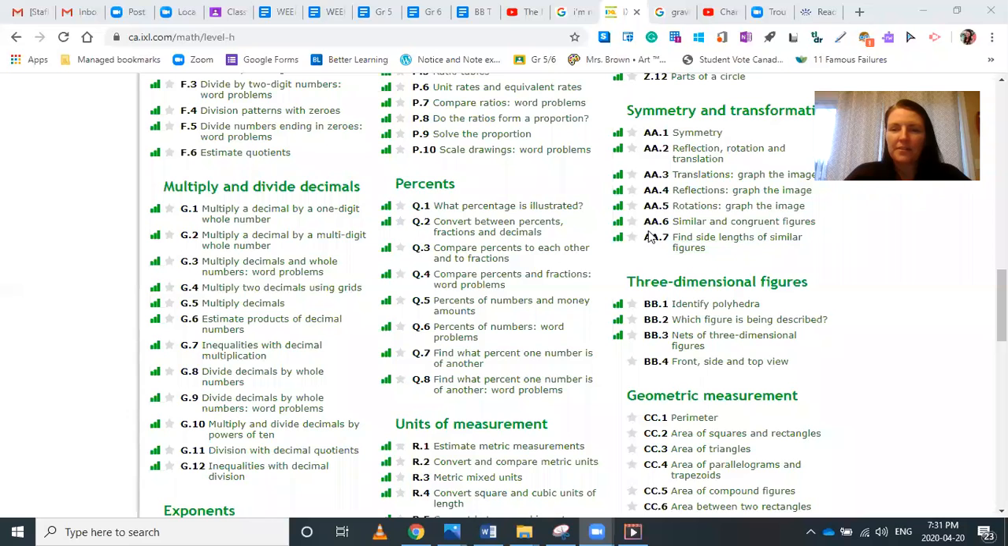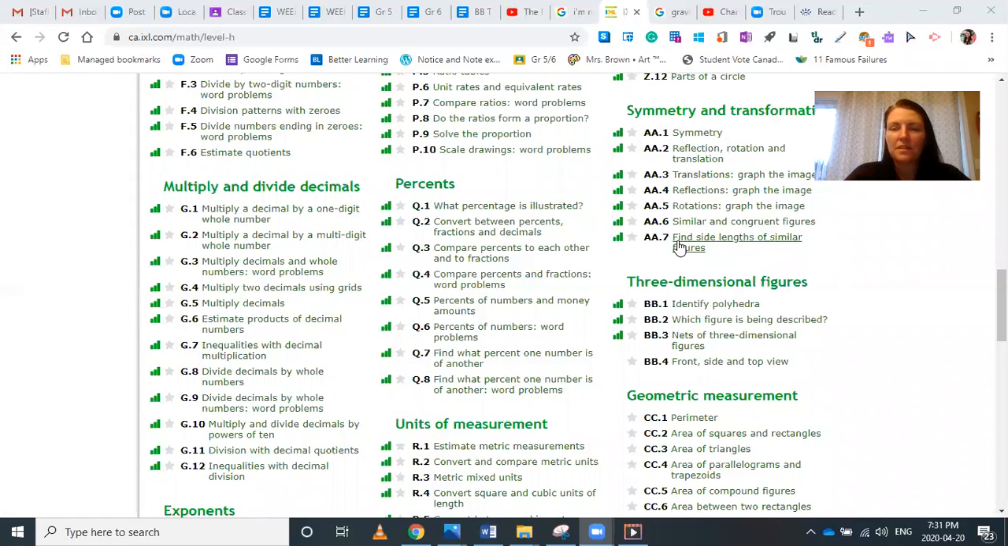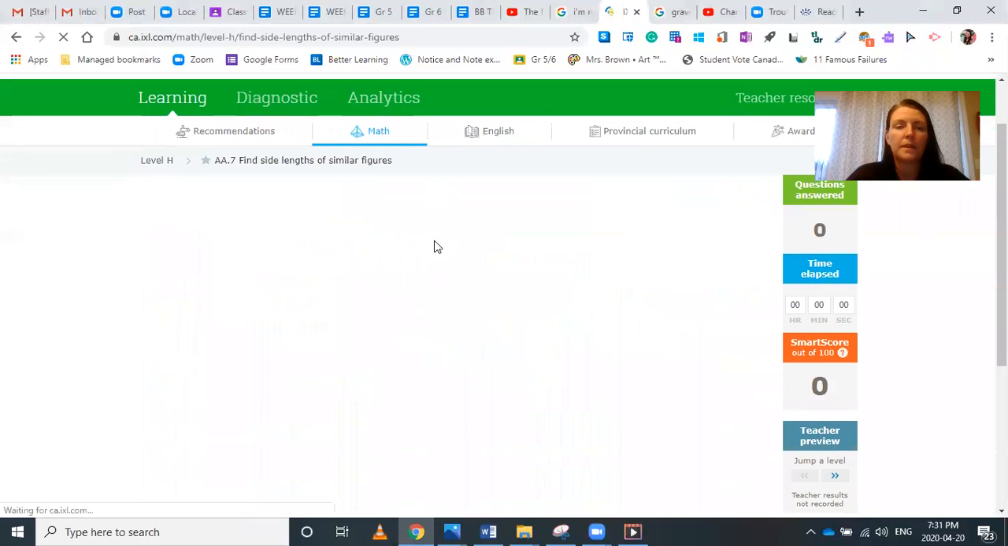All right, so we're going to finish the AA section on symmetry and transformation. Today we're going to be looking at finding the lengths of sides of similar figures. So let's have a look at that.